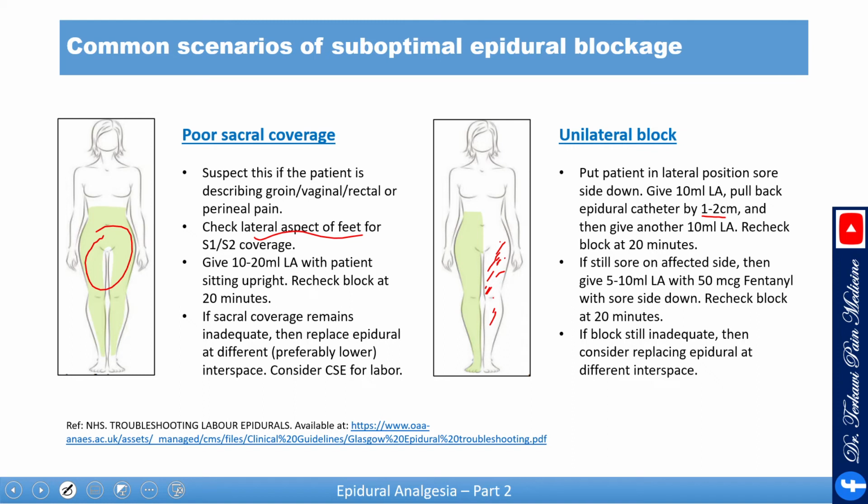However, be careful, don't just keep giving local anesthetic, because if you have a plica mediana dorsalis, which I covered in the first lecture, this will keep going up and up, and you may end up having Horner syndrome. So if you troubleshoot it twice, you give a total of 20, you waited, you pulled the catheter, then still not working, you give fentanyl, still not working, then consider replacing the epidural.